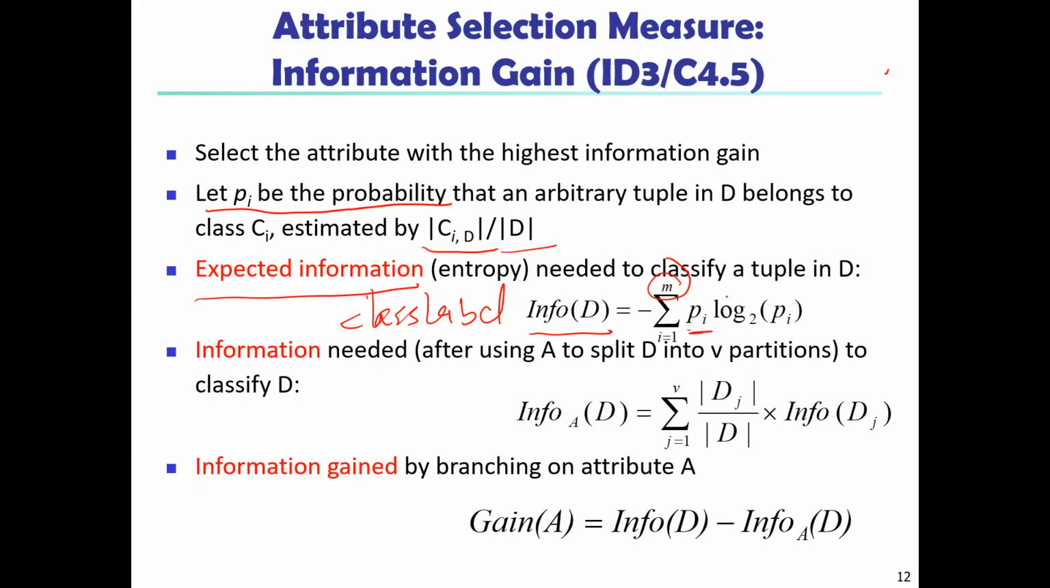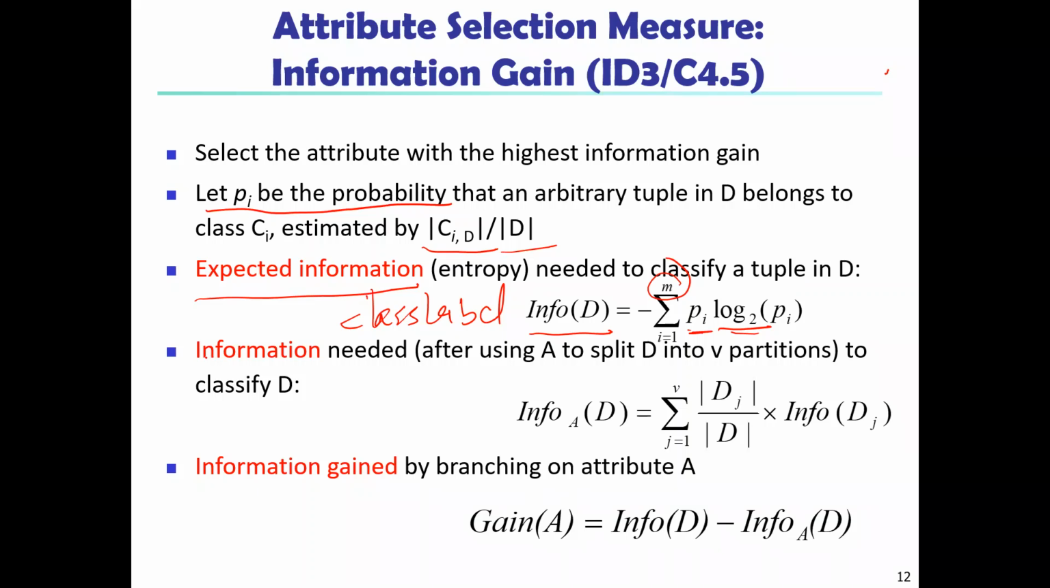Pi is the probability of that particular attribute. Why are we using log2 here? Log2 because the outputs are encoded in bits. All the outputs are encoded in bits, so we use log2 here.